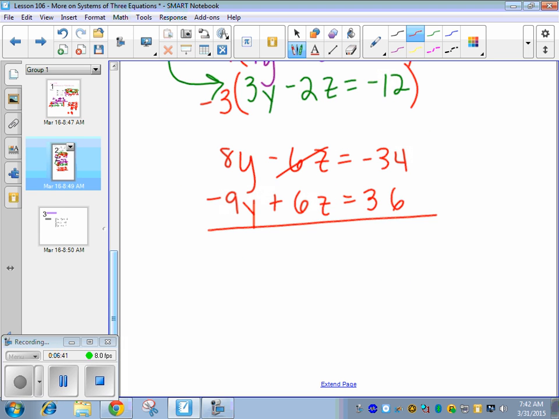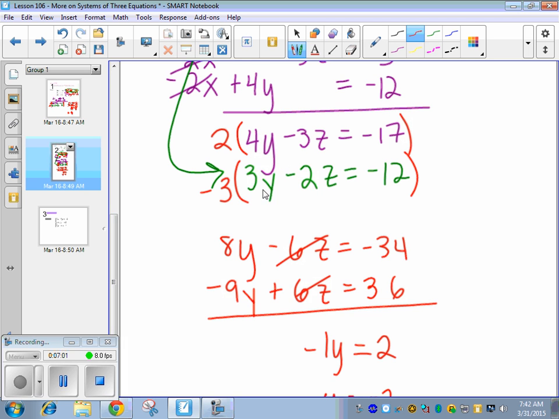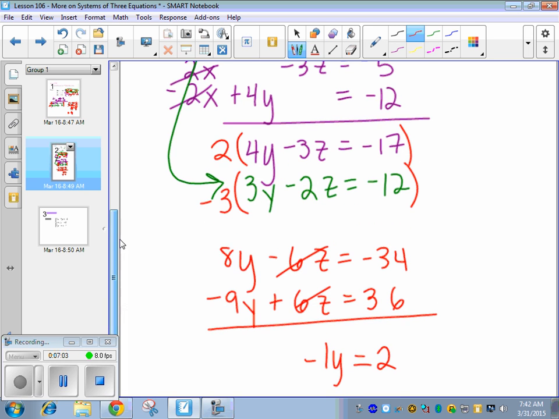This one is going to turn out much nicer than the last one. So 8y minus 9y is -1y. And -34 plus 36 is 2. Divide by -1. Y is -2. So let's finish this one. Come back up here. I'm going to plug in a y for this equation. So let's see. Y is -2. So that's -6 here. So I'm going to add 6 over to this side. And that's -6. And divide by -2, and we get +3, or z.